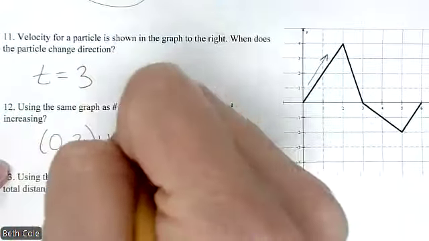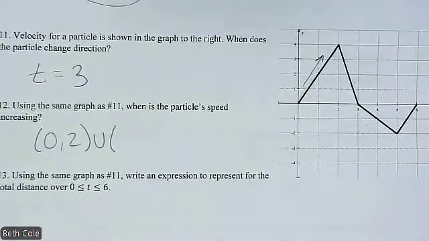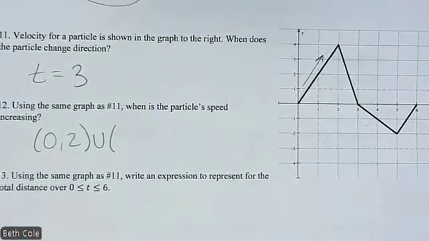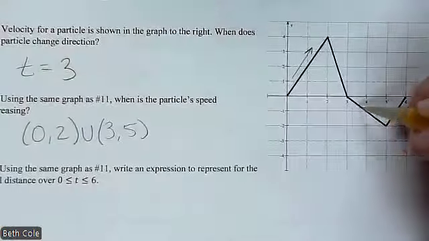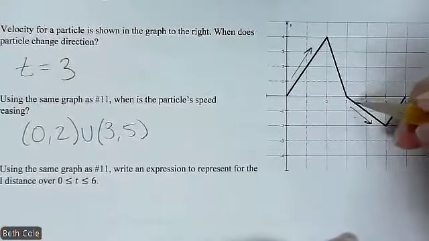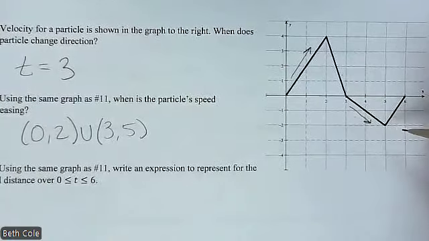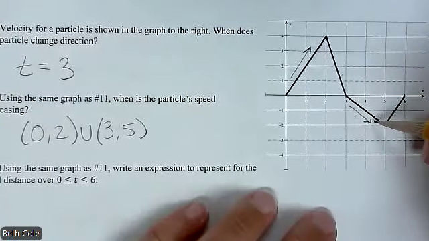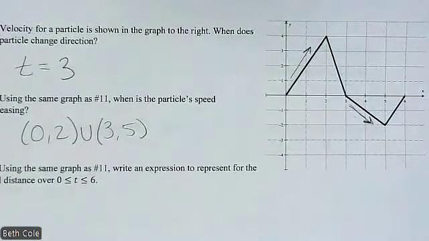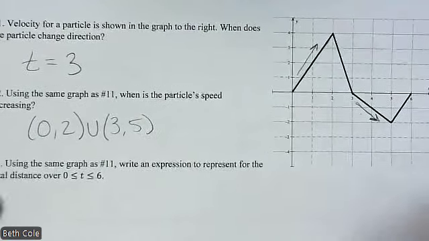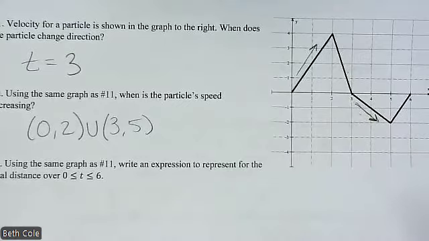Now I'm going to union because there's going to be another one. Or does anyone think they know what it is? Let me just throw that question out there. 3 to 5. Good. It is 3 to 5. So for this portion, we are below sea level. So velocity is negative. And we are decreasing, so acceleration is also negative. What a lot of people will do is speeding up is going away from the x-axis and slowing down is going towards the x-axis. That's another way you can think of it. But yeah, 0 to 2 and 3 to 5.